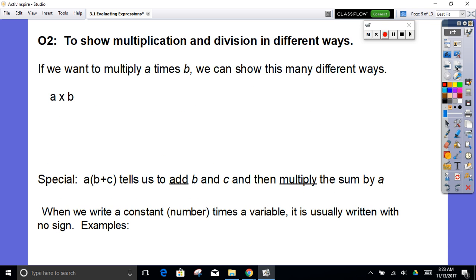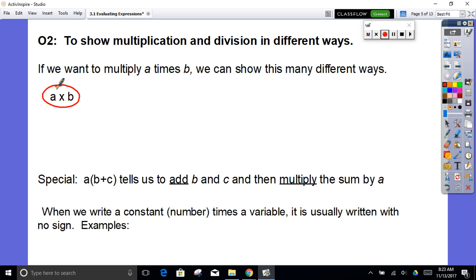Okay, let's go on to our second objective, showing multiplication and division in different ways. So if we want to multiply A times B, one way we could show it is this. Why might that be confusing in algebra to show multiplication that way? Carly? Because the multiplication sign can be a variable. Yeah, the multiplication sign is an x. The most commonly used variable in algebra is x. So if we have a multiplication sign that looks like a variable, we're going to get confused about whether or not it's multiplication or a variable.